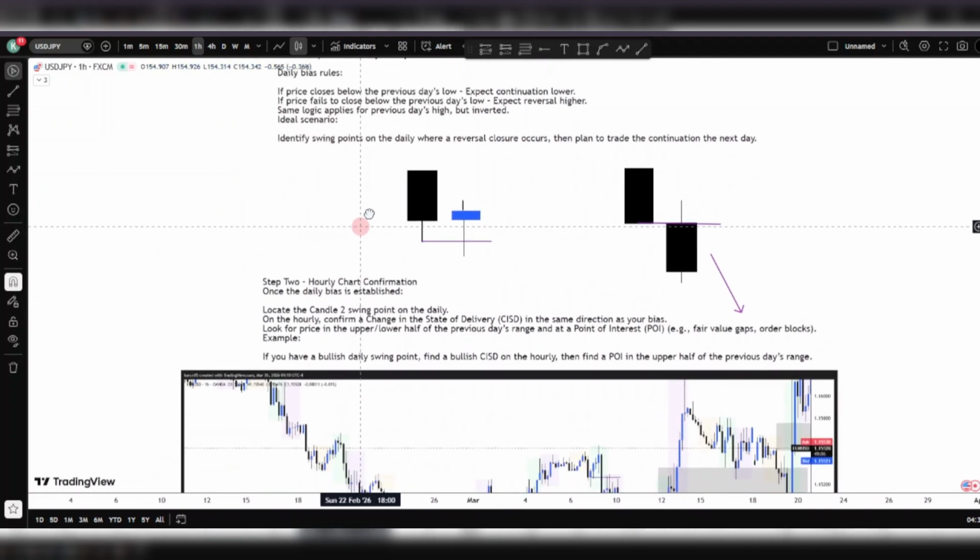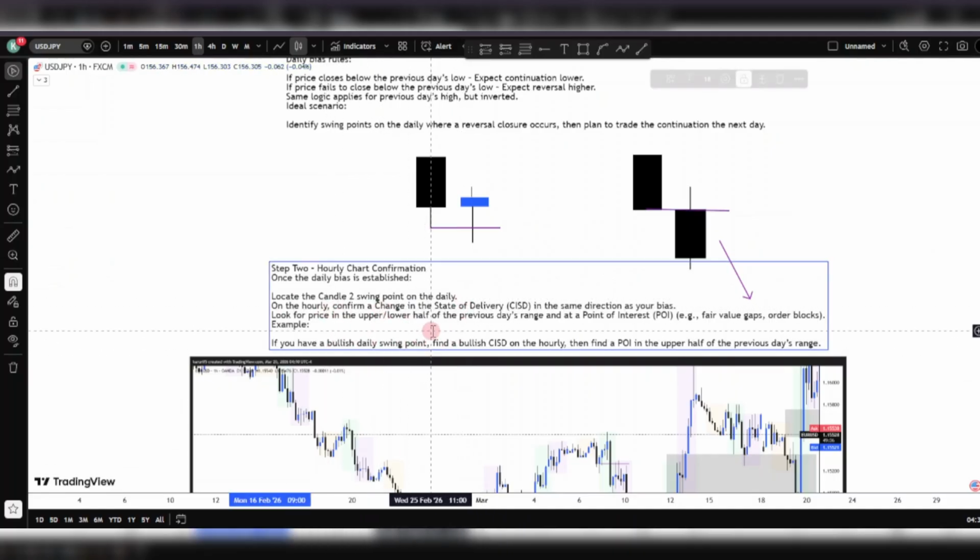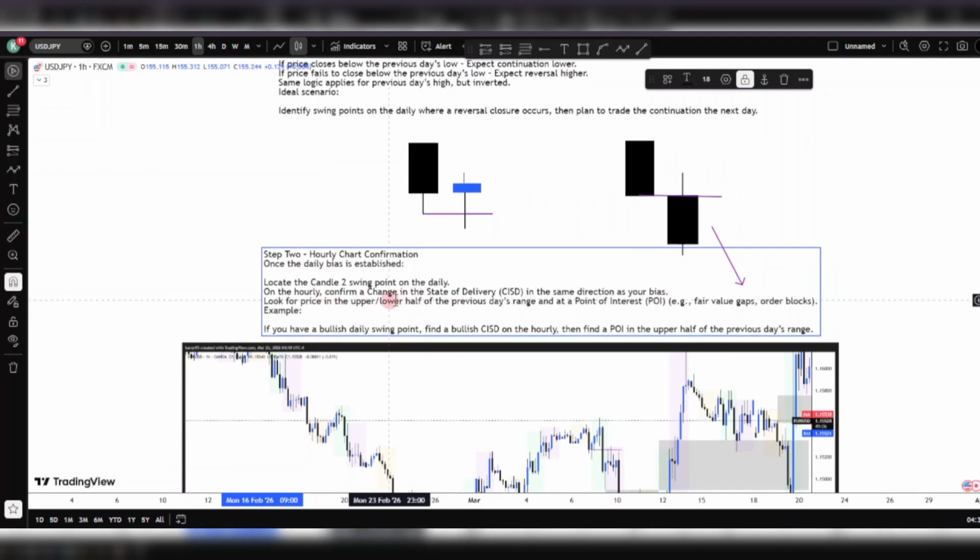So after establishing our bias, we go down to our 1 hour chart for confirmation. Once the daily bias is established, locate the candle 2 swing point on the daily. So we want to locate candle 2 of the daily time frame on the hourly. So we drop down to 1 hour and then confirm a change in state of delivery in the same direction.